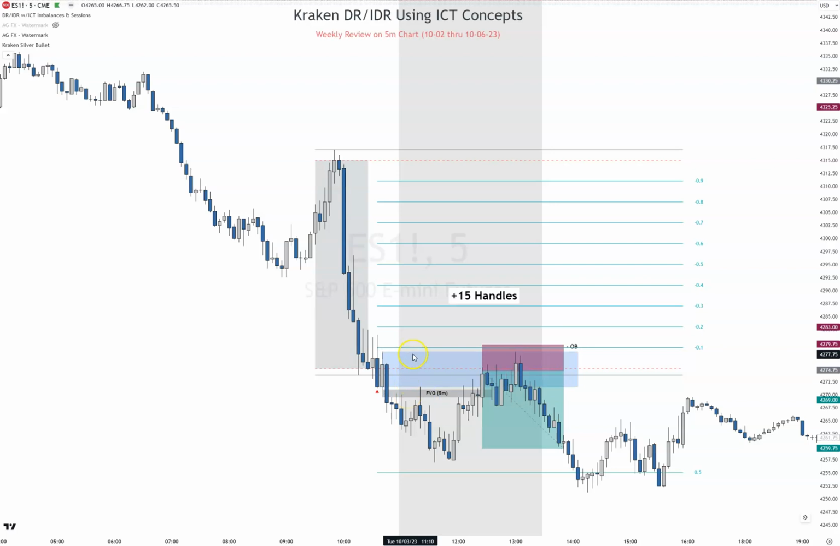The problem is, this order block is like 7 or 8 handles big, right? And I can only take a 5 handle stop. So that means I've got to go in at consequent encroachment. So consequent encroachment is where I took my trade. That's right here. Is it cherry picked?